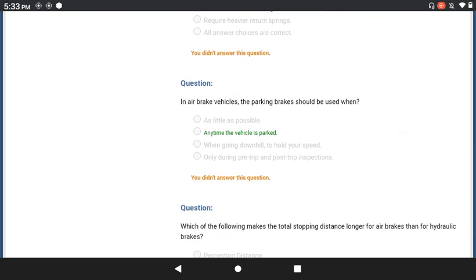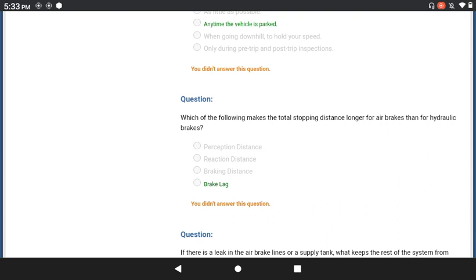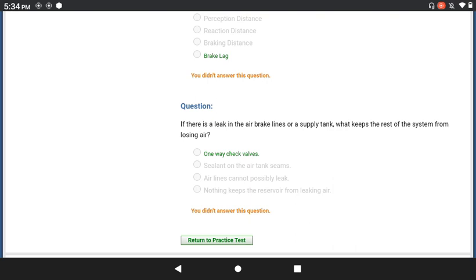In an air brake, the parking brake should be used anytime the vehicle is parked. Which of the following makes the total stopping distance longer for air brakes than hydraulic brakes? Brake lag is the answer choice. If there is a leak in the air brake line or a support tank, what keeps the rest of the system from losing air? A one-way check valve.